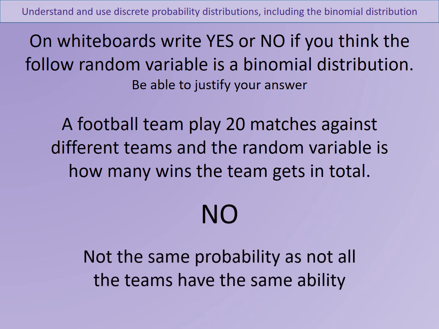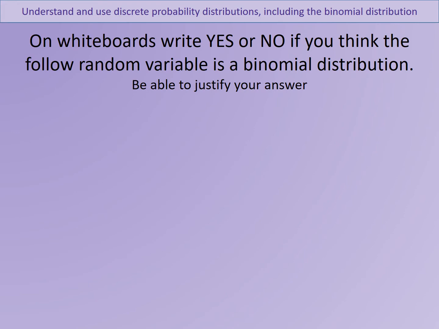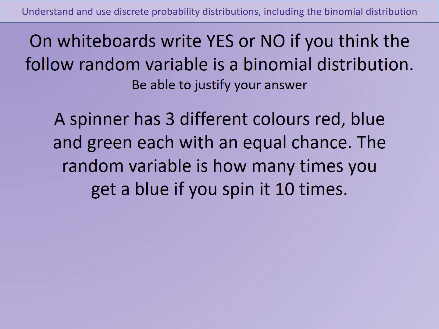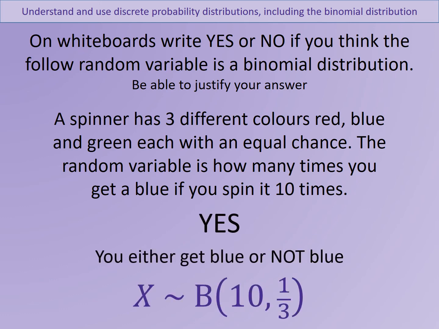No. It is not the same probability, as each of the teams will have a different ability. A spinner has 3 different colours, red, blue and green, each with an equal chance. The random variable is how many times you get a blue if you spin it 10 times. Is this distributed binomially? Yes, and this is the distribution.